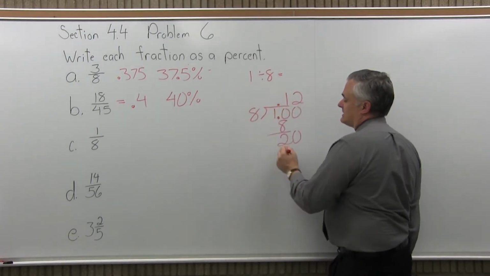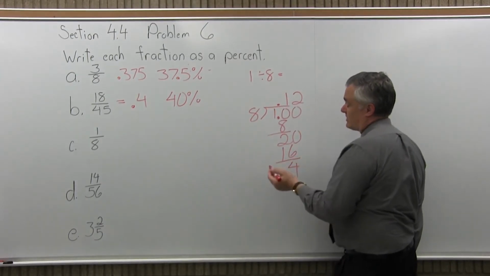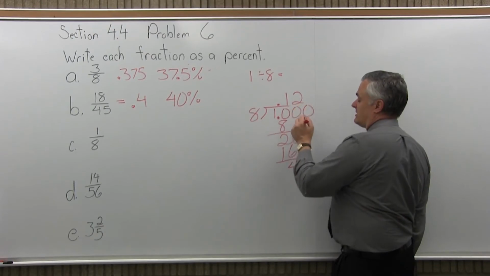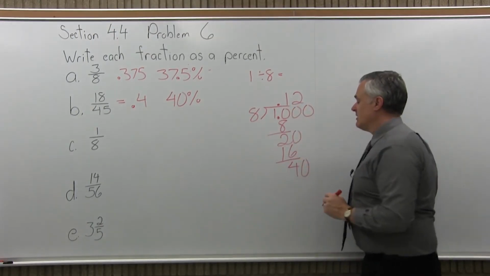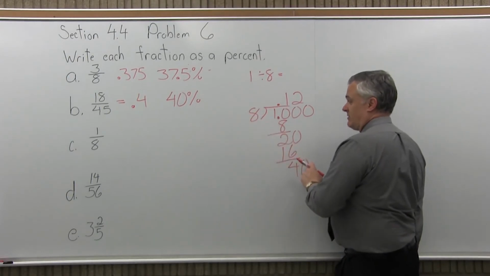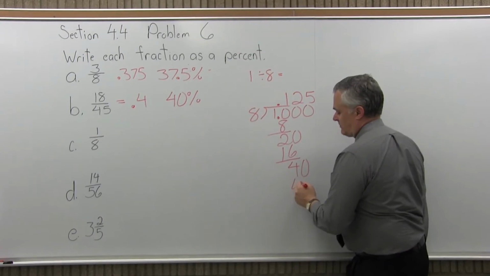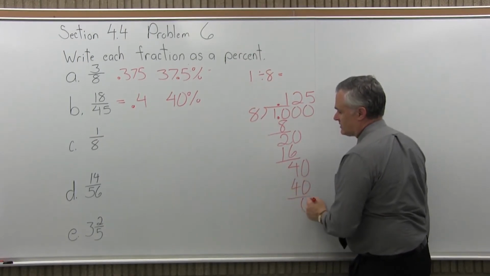2 times 8 is 16. Subtract. 20 minus 16 is 4, so it still didn't go in evenly. So put in another 0. Bring it straight down next to the 4. You have 40. 8 will go into 40 evenly, though. 8 times 5. So if I put a 5, 5 times 8, 40. Subtract. Remainder is 0, so it's gone in now.